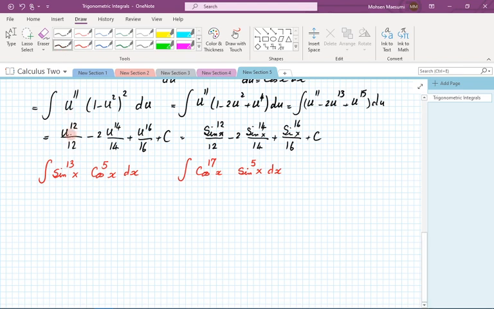It's possible that one of the powers is not what we are used to. It could be a fractional power and such. So here's another example then. I could have something like the integral of cosine to power of 5 of x, and then sine to power of, let's say, 1/3 of x dx.